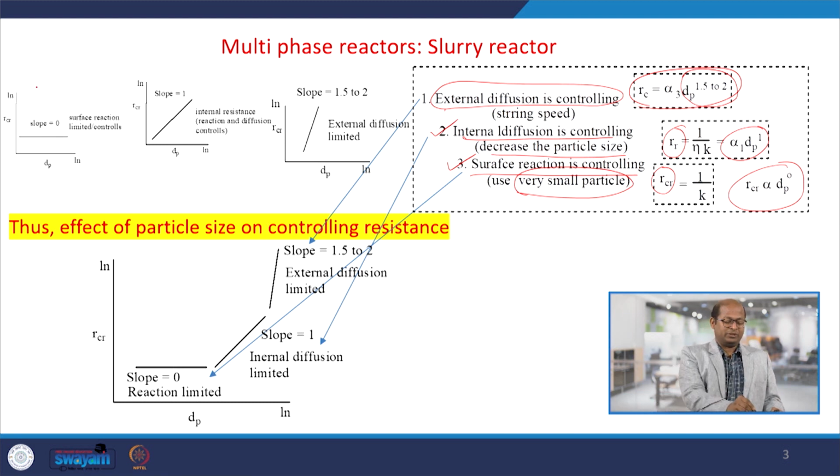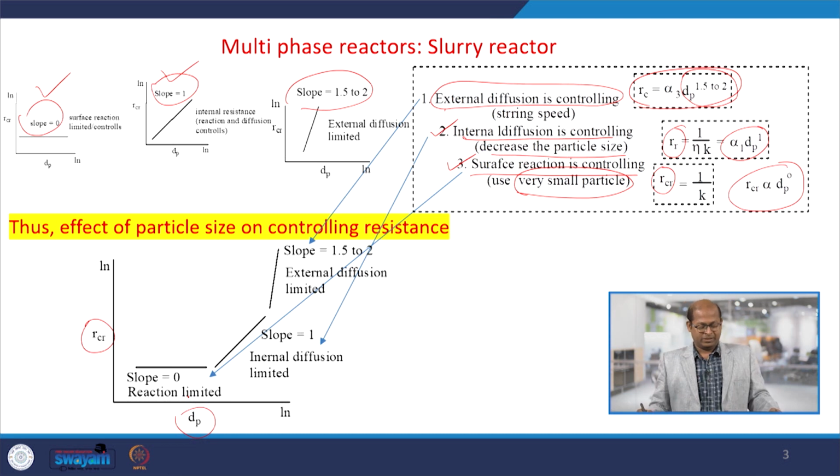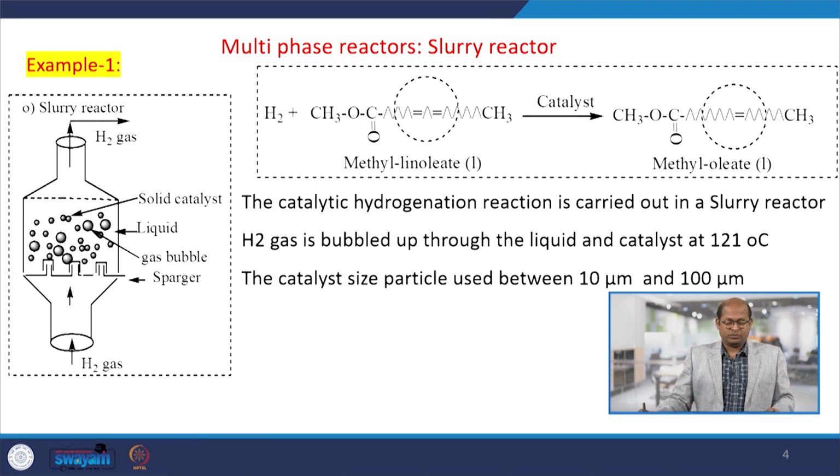So, these are the things we already discussed in our previous class. If we plot RCR against dp, the resistance curve comes like this when the slope equals 0, like this when the slope equals 1, and when external diffusion is there the slope is 1.5 to 2 and the curve comes like that. Now we will consider one example of a slurry reactor.